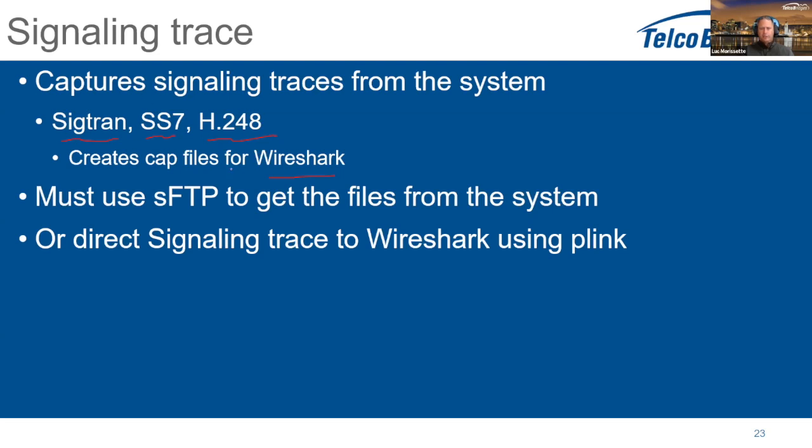If you start your signaling capture, then you must use SFTP to get the file from the system. So the capture is stored locally on the device. Then you use a tool to get this file out of the system, and you can open it with Wireshark. Or you can use a direct signaling trace using a program called PLink. PLink was done by the same guys that did PuTTY, and they can send commands to the device and get a live capture.